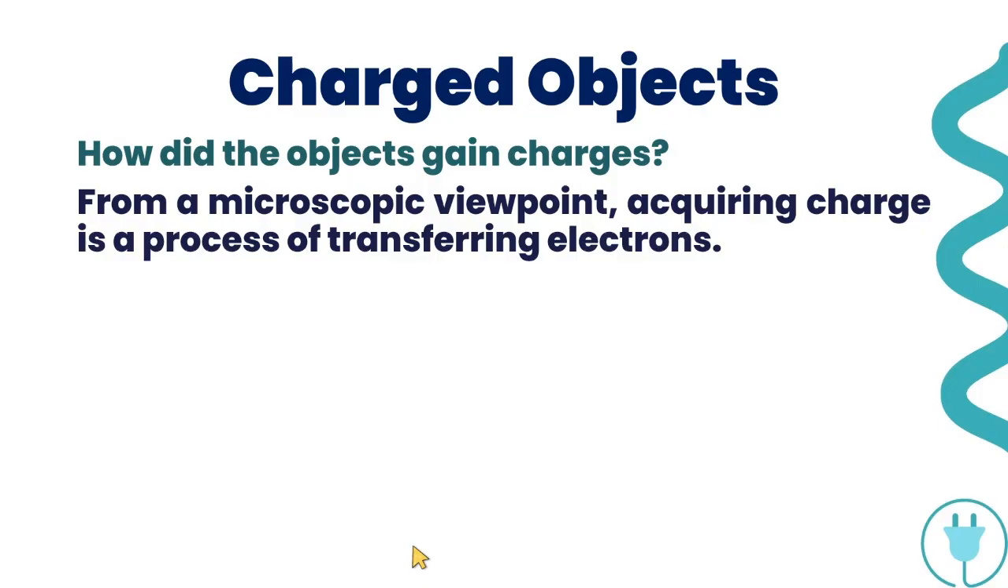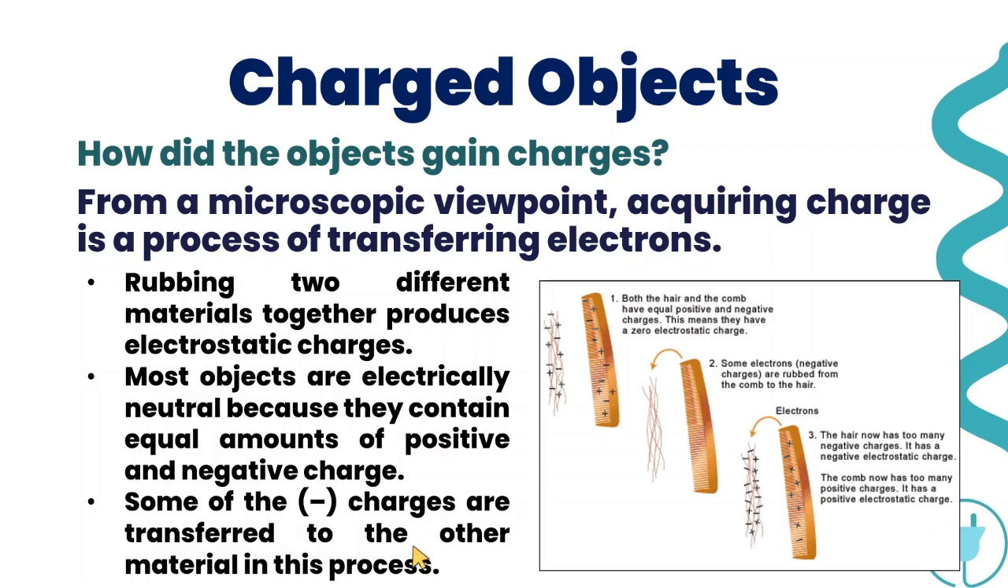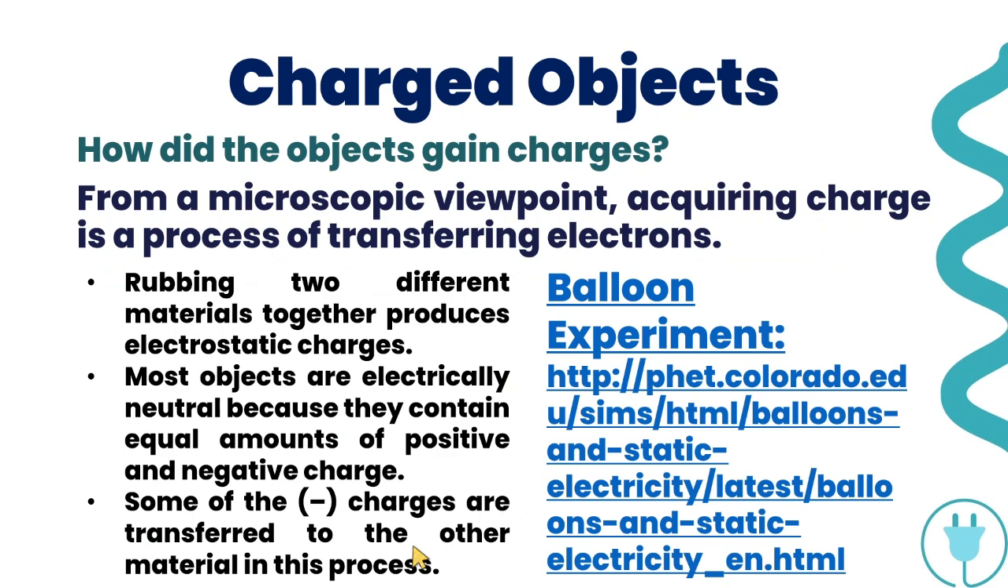How do objects gain charges? From a microscopic point of view, acquiring charge is a process of transferring electrons, and we've been saying this since the previous slide. If you rub two different materials together, it produces electrostatic charges. Most objects are electrically neutral because they contain equal amounts of positive and negative charge. Some of the negative charges are transferred to the other material in the process, just like when you comb your hair or when you brought that comb near uncharged materials, just like what you've done in the balloon experiments.